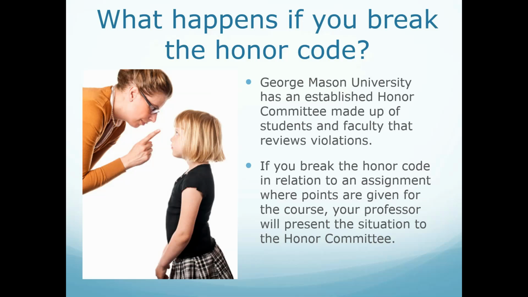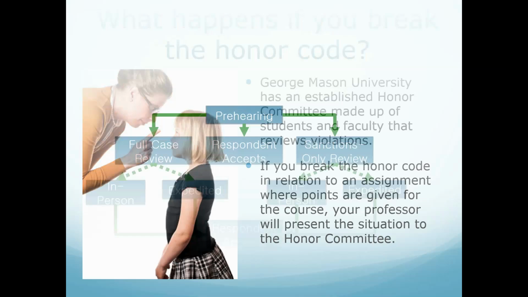Again, an important thing to notice here, we talked early on in this presentation about fairness. The honor committee is made up of students and faculty. So anytime that there's a breach of the honor code, and anytime that a professor refers a situation to the honor committee, it is looked at by both students and by professors. So let's take a look at this.